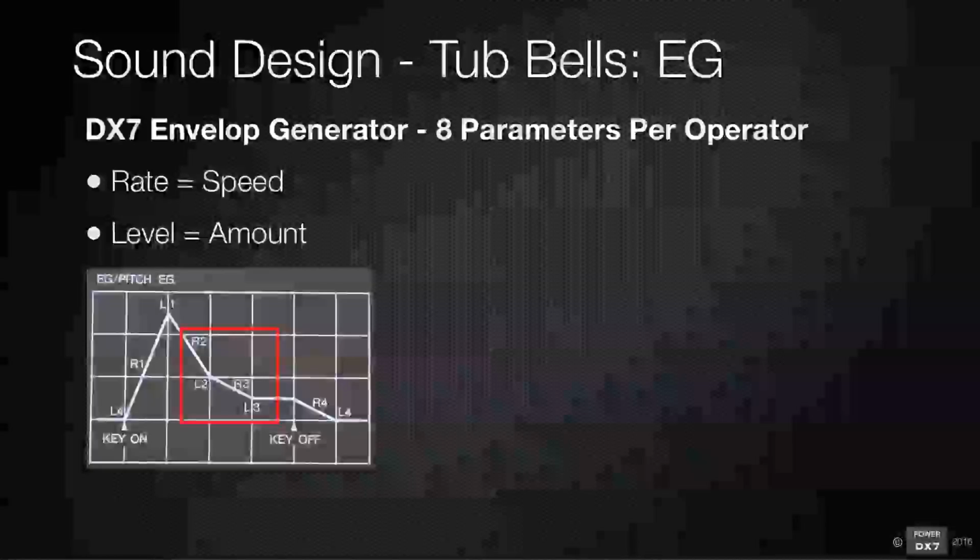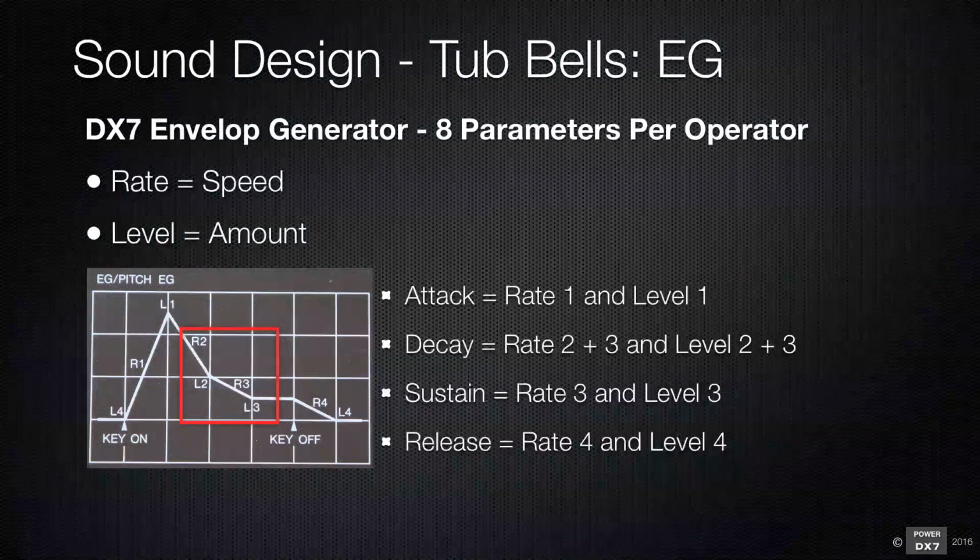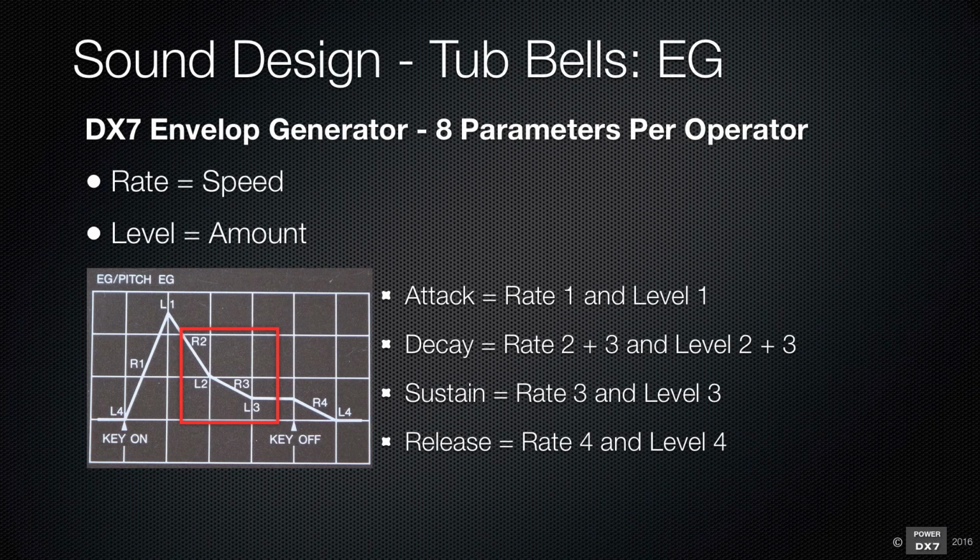Let's revise the DX7 envelope generator. There are 8 parameters for each operator. Rate determines the speed of an envelope, and level determines the amount of an envelope applied. The DX7 envelope generator is more flexible than a traditional ADSR envelope, as you can use both rate 2, level 2, and rate 3, level 3 as part of decay or sustain.